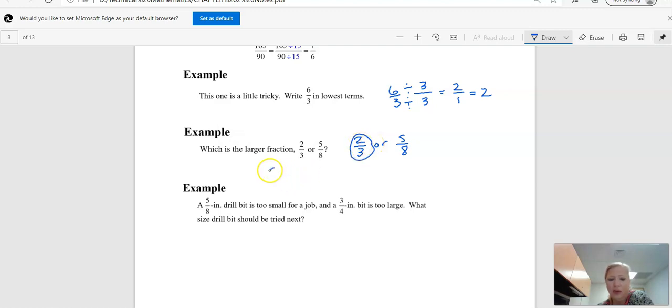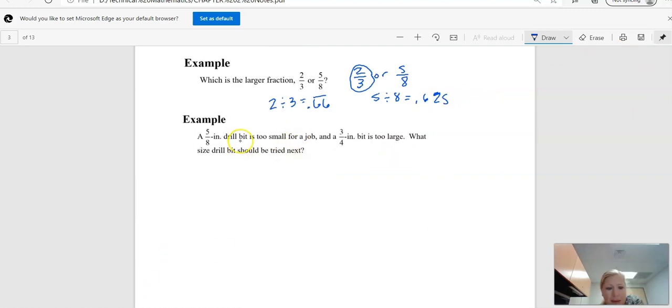Okay, if you really struggle with this, you could go to your calculator and type in 2 divided by 3 and get a decimal. 2 divided by 3 is going to be 0.6, repeating, it just keeps going. 5 divided by 8 is 0.625, okay? And so we know that 0.66 is bigger than 0.625 because this 6 is bigger than this 2. So we can tell by doing it that way too if you need to change them to decimals.